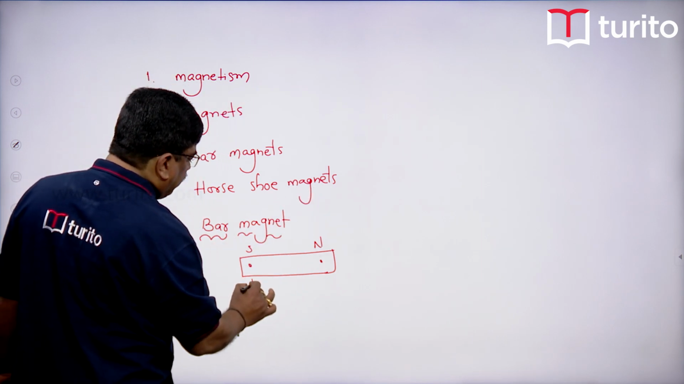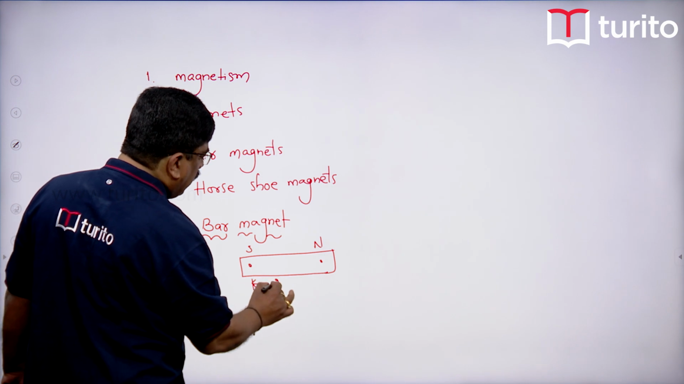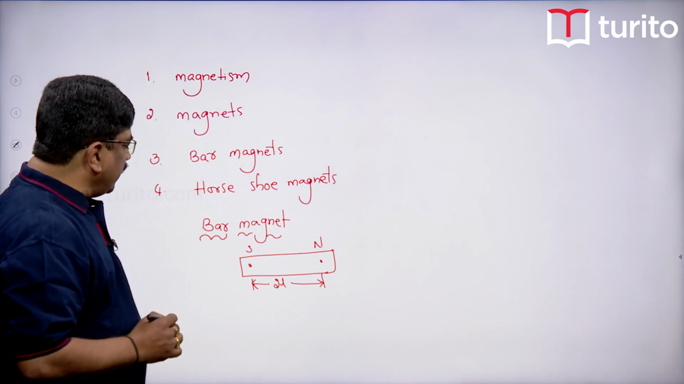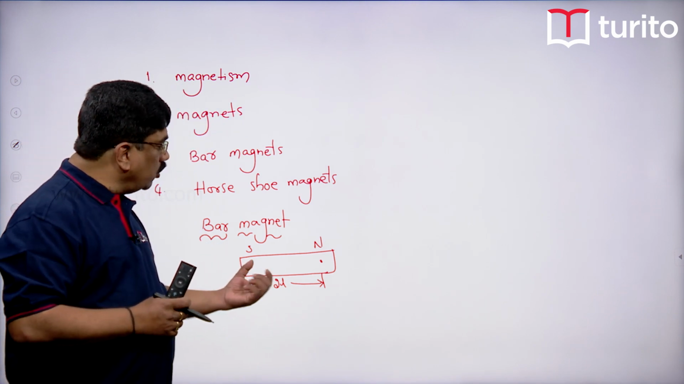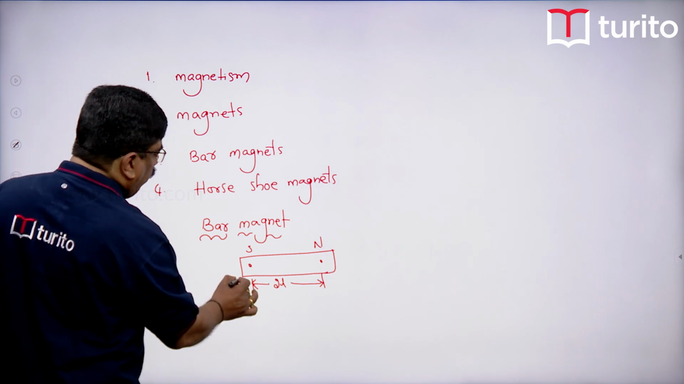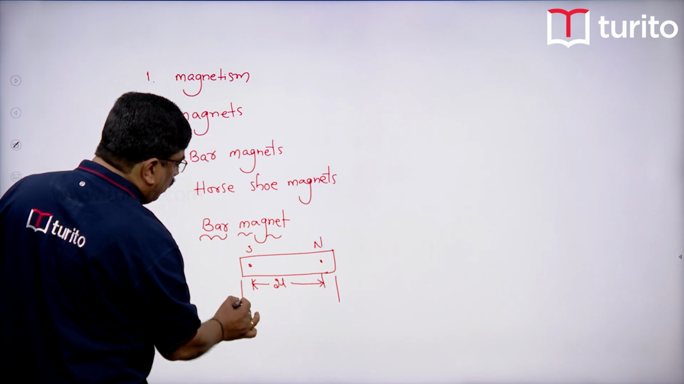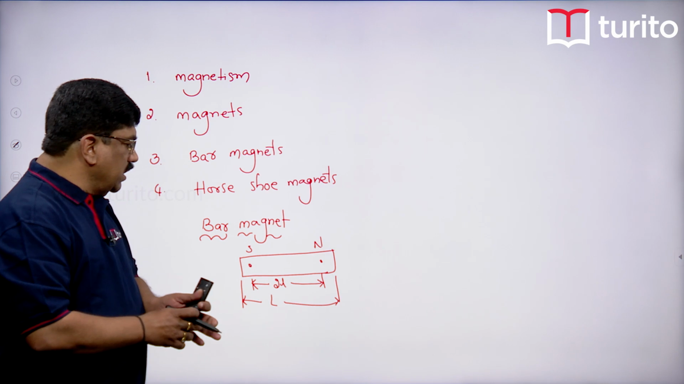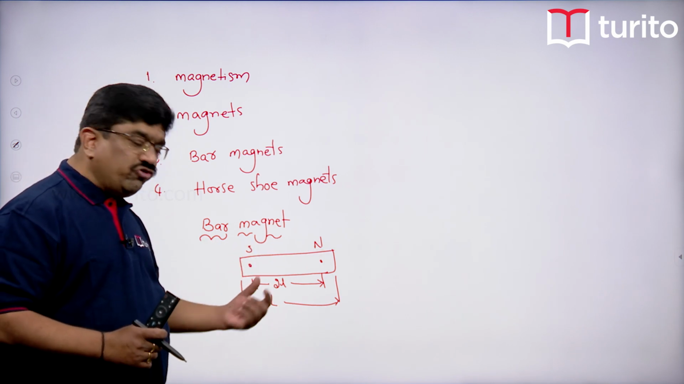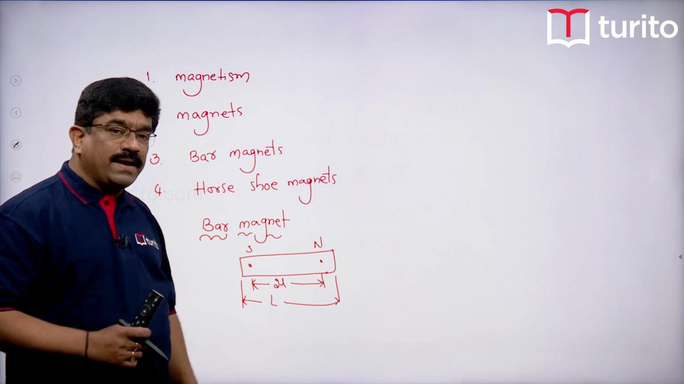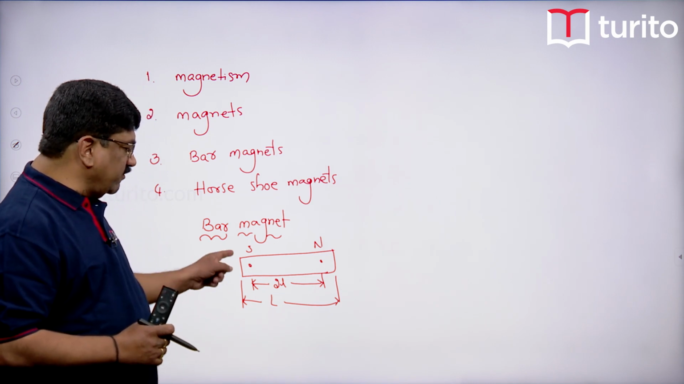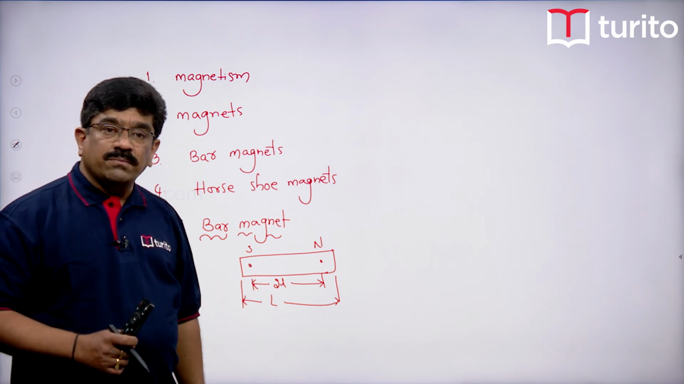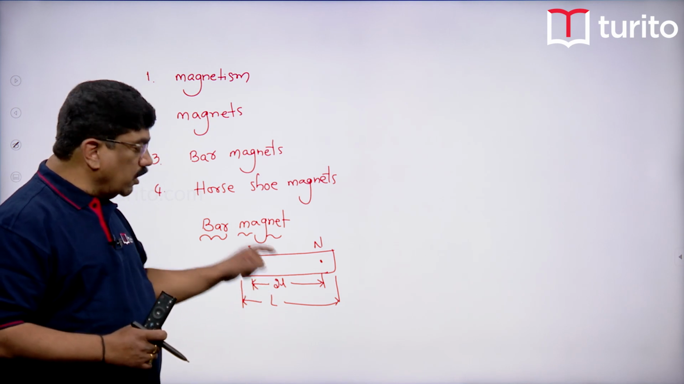The distance between the two poles is called magnetic length, or we can call it the effective length of the magnet. It is represented by the symbol 2L, whereas the physical length of the magnet is called geometric length. Let us suppose the geometric length is L. The physical length of the magnet is called geometric length, in general represented by capital L, whereas the distance between the two poles of the bar magnet is called effective length or magnetic length, represented by the symbol 2L.